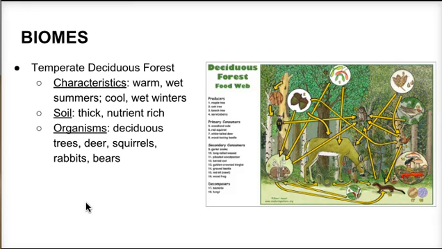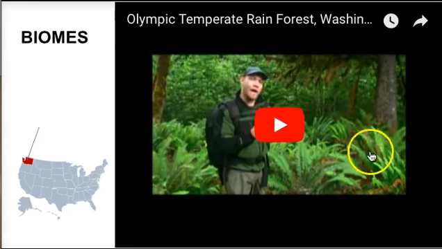The next biome may also look familiar to you. It is the temperate rainforest. This video will let you explore what a temperate rainforest in Washington state looks like.